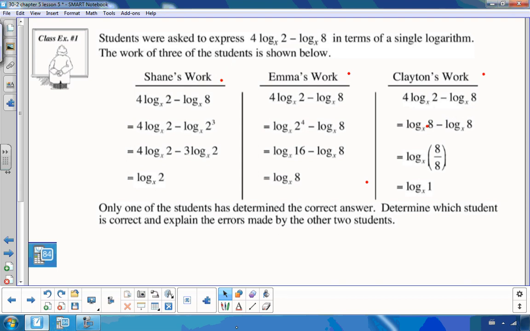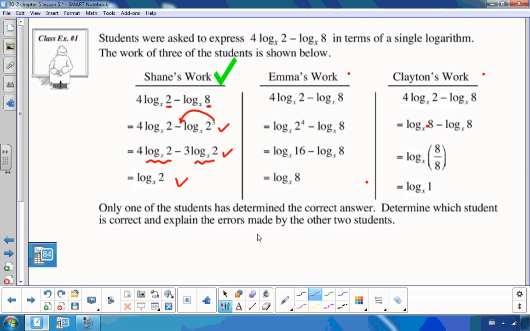What Shane did is he sees that they all have a log base x, and he sees this is a 2. He tries to write the 8 as a power of 2. Well, 8 is 2 cubed. So that step's good. Then he brings this exponent down using the power law and writes it out in front. That's good. Now we can add by common terms. We have 4 log base x of 2's, and we take away 3 log base x of 2's, and we end up with 1 log base x of 2. So that looks good. Let's look at Emma's work.